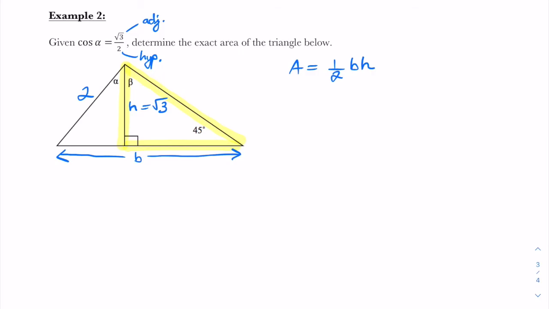I hope you recognize that this has to be an isosceles triangle because one of the angles is 90 and the other one is 45. So angle beta over here must also be 45 degrees. And therefore, if the height is the square root of 3, this side at the bottom, which I'll label y, must also be the square root of 3. That's just a property of isosceles triangles.